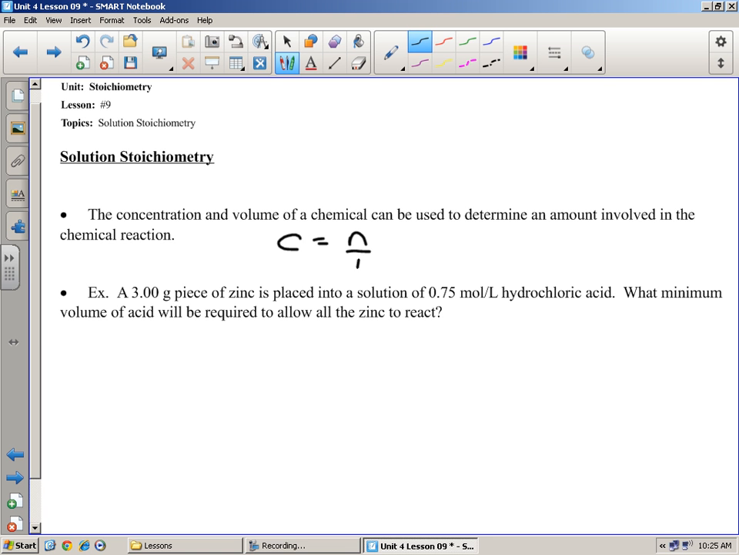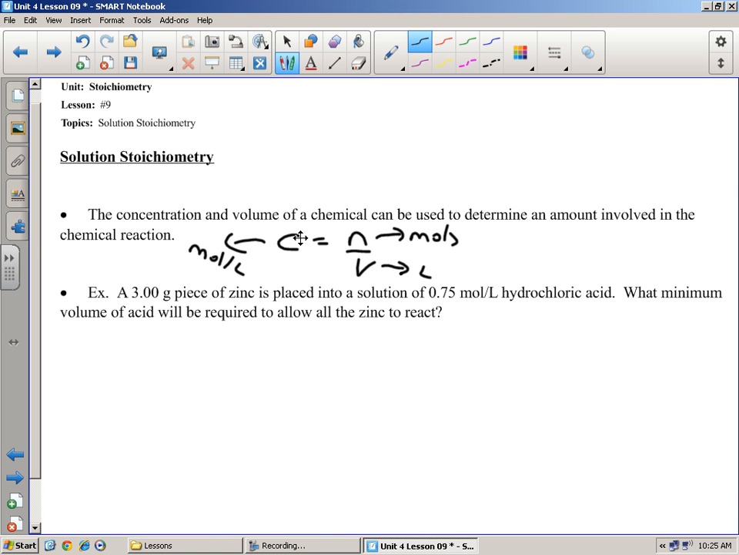Remember, C equals n over V. Okay? n, of course, will be in moles. V is in liters, and C will of course be your molar concentration, moles per liter. Okay?